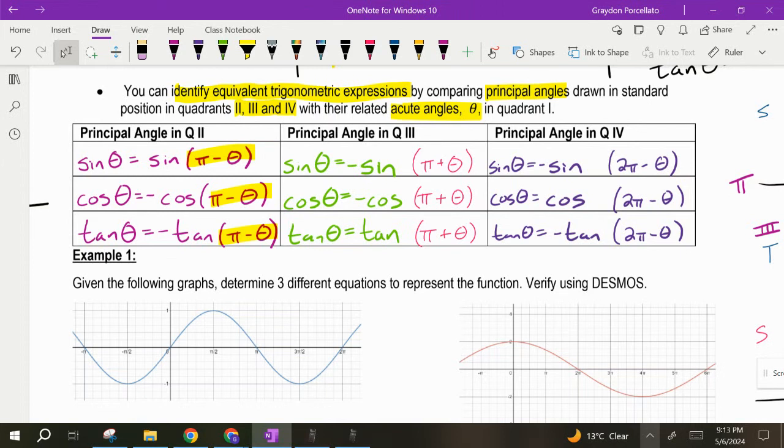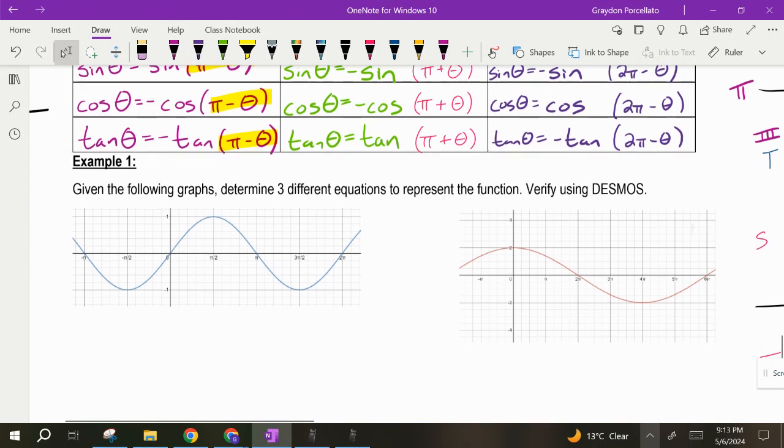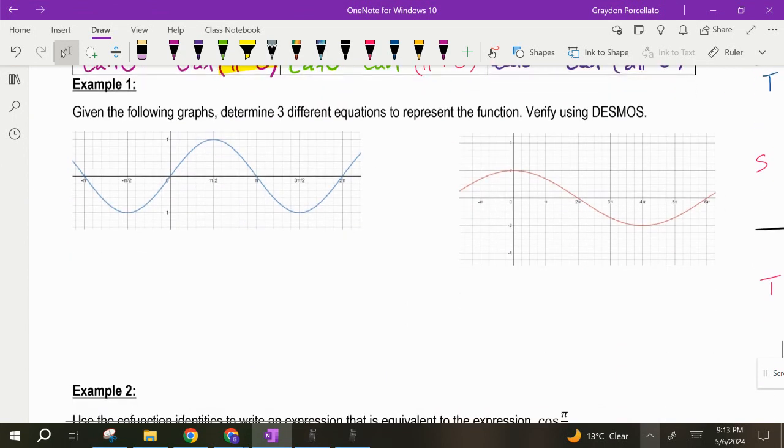All right, so let's take a look down here now, and we're going to do these 2 examples that I did not get to. Number 1 says, given the following graphs, determine 3 different equations to represent each function. Well, let's do our first one. Notice the first one is basically a sine function. So I can say y equals sine x. It has a period of 2 pi. It has a maximum of 1 and a minimum of -1. Okay, done.